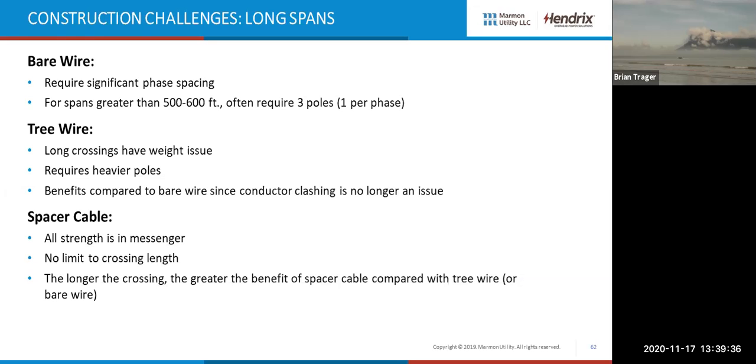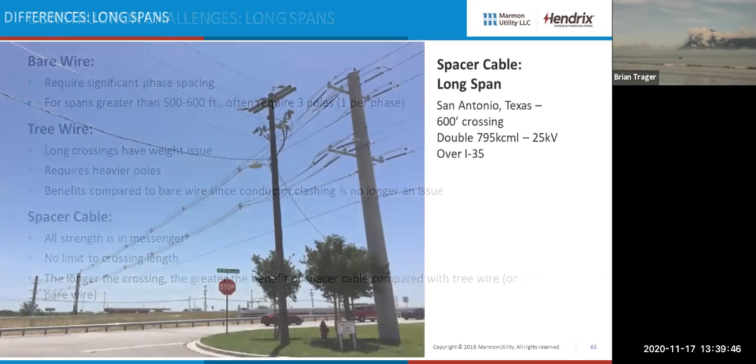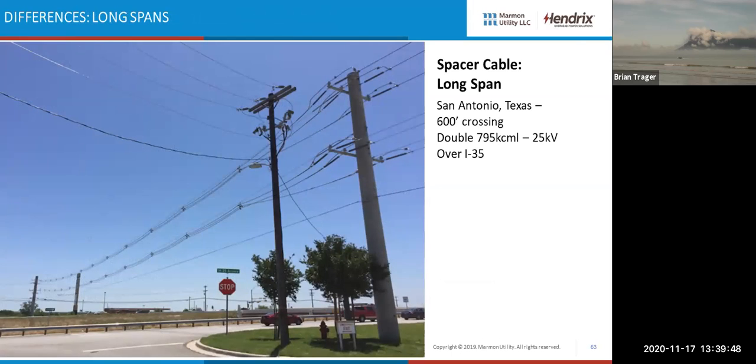With spacer cable, all the strength is in the messenger. There's no limit to crossing length. And the longer the crossing, the greater the benefit of spacer cable compared to tree wire. So here shows a relatively short crossing. This is only 600 feet, but it's a double circuit highway crossing, relatively not that tall poles, very nice looking, efficient job. Some states have most of their highway crossings as spacer cable.